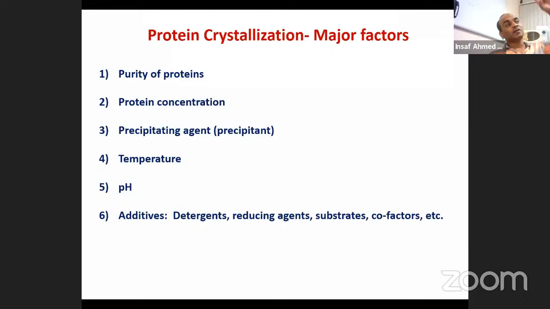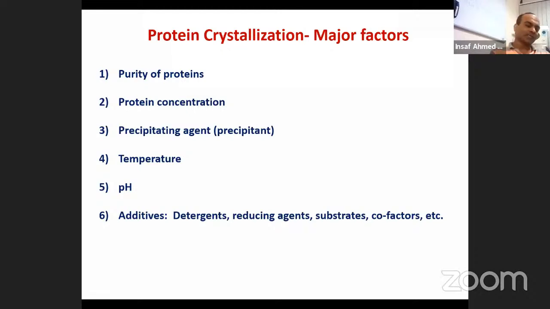So protein concentration is very important. It should neither be very high. If very high, this protein makes a precipitate on its own without adding any precipitant. Other thing, it should not be very low. Like you are adding precipitant, but still it is not able to remove the water molecules. So in this case, protein concentration should be high, around 10 mg per ml.